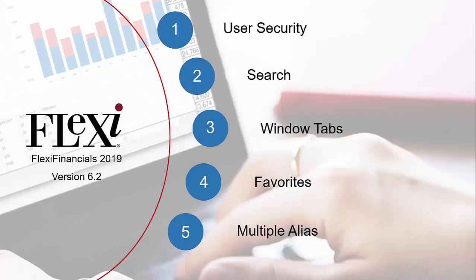Flexi Financials 2019 version 6.2 features a new and redesigned navigation and user interface. The new redesign combines all of the Flexi modules into a single launched application. In this short video, you'll see changes to the user security, search windows, how you can navigate using windowed tabs, a new favorites bar, and how you can use multiple aliases simultaneously.